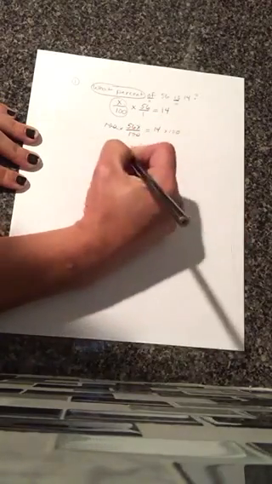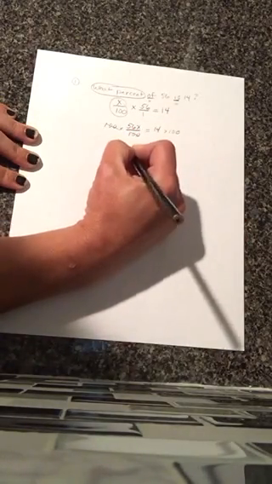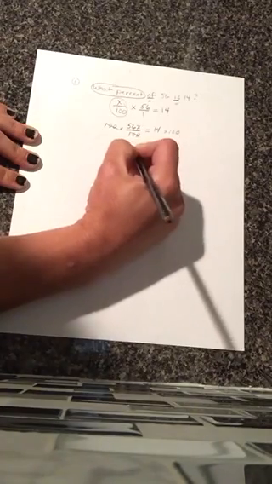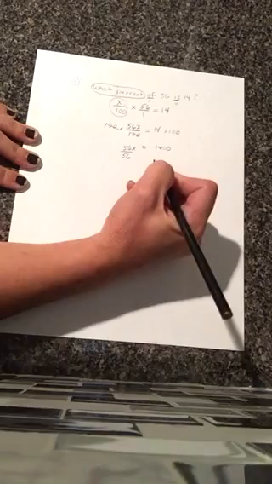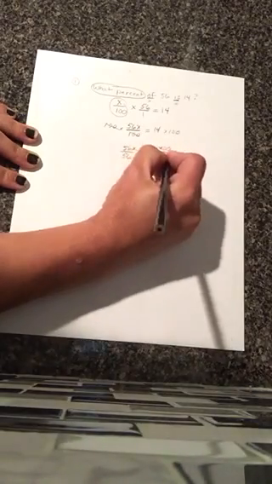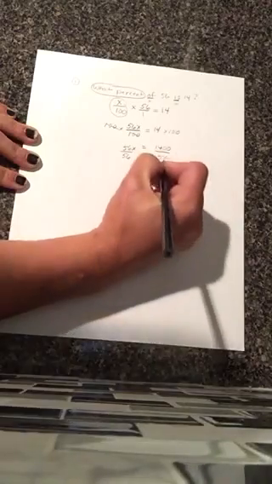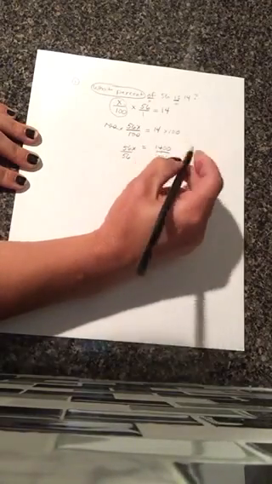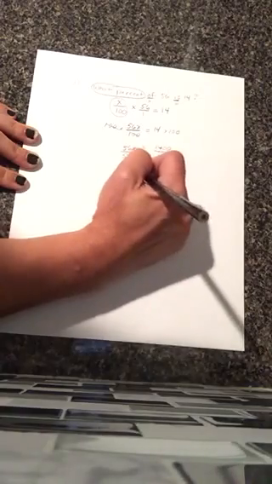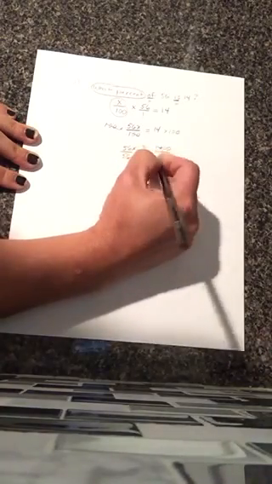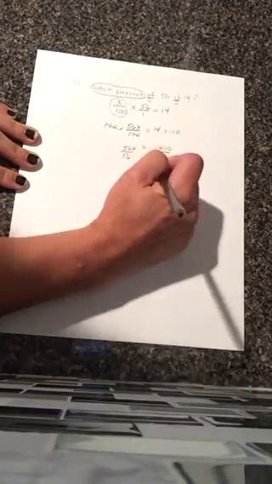56x. Now I just need to divide both sides, because I want to get rid of the 56 attached to the x. I want x all by itself. So I'm going to divide both sides by 56. And if I do that, I'm going to end up with 56 goes into 1400 25 times.